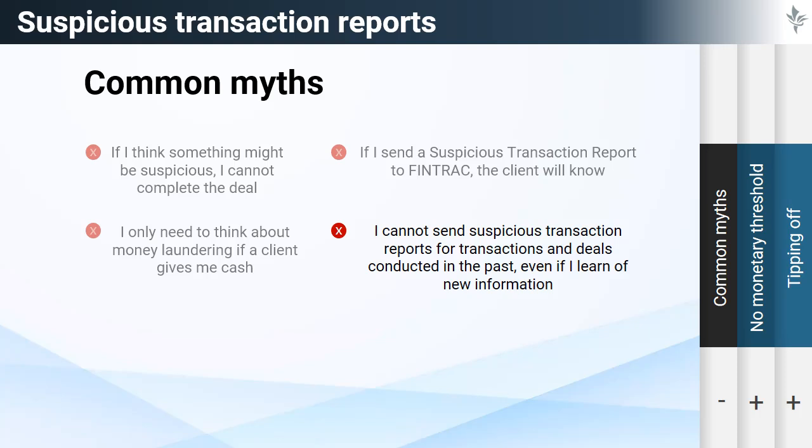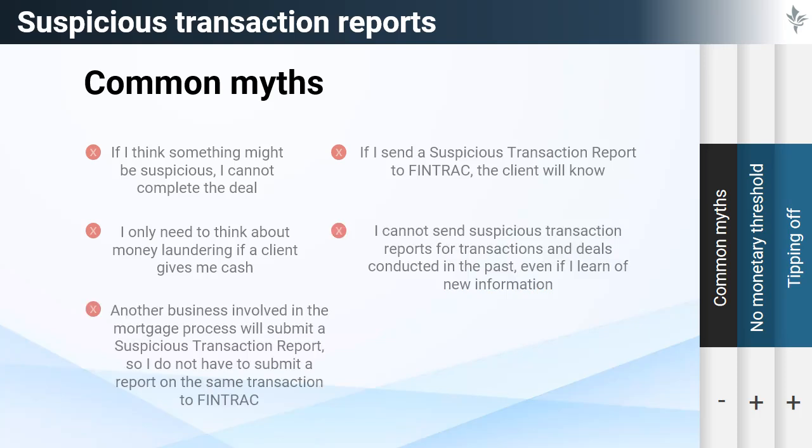Myth number 4. I just found out some new information. For example, my client is linked to criminal activity. However, I cannot submit suspicious transaction reports for transactions and deals conducted by this client in the past. This is false. If you come across information about a client that connects them with criminal or illicit activities, you can still submit a suspicious transaction report on a transaction or deal that was completed in the past. As soon as you become aware of this new information, you should assess transactions for the need to submit a suspicious transaction report.